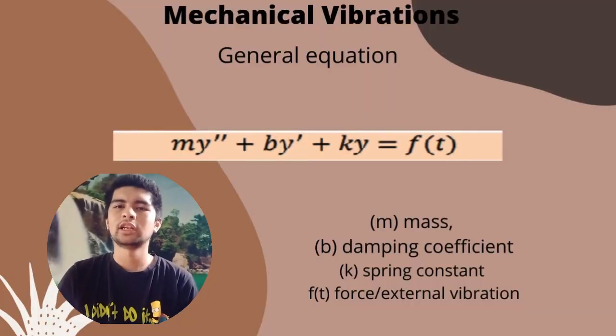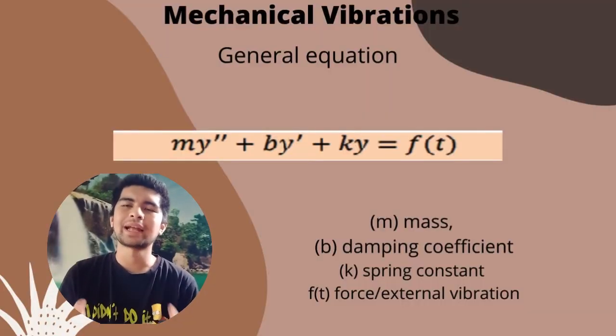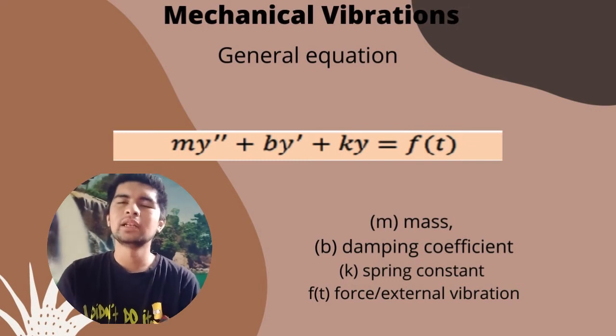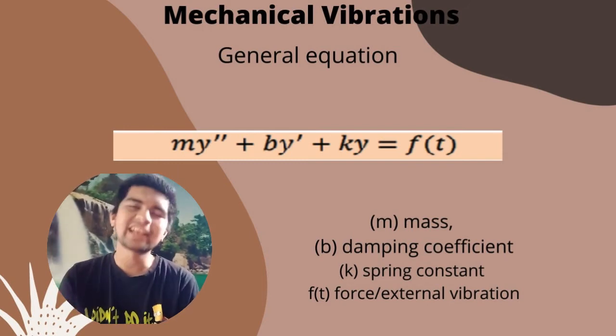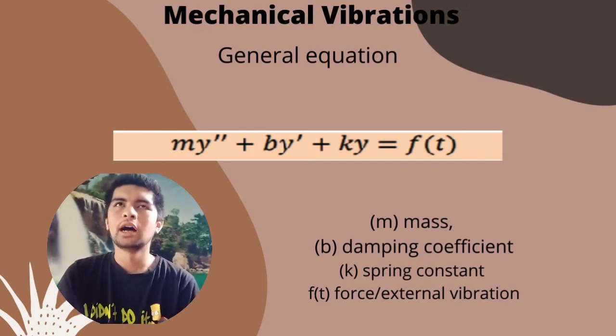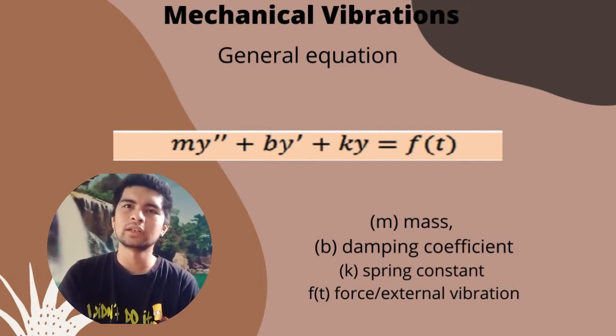Okay, I will explain about mechanic vibration. Maybe in the past year you already learned about vibration. Now I will explain the mechanic vibration. That means we have to solve the calculation of the vibration, and the general equation for mechanic vibration is my'' plus by' plus qy equal to f(t).